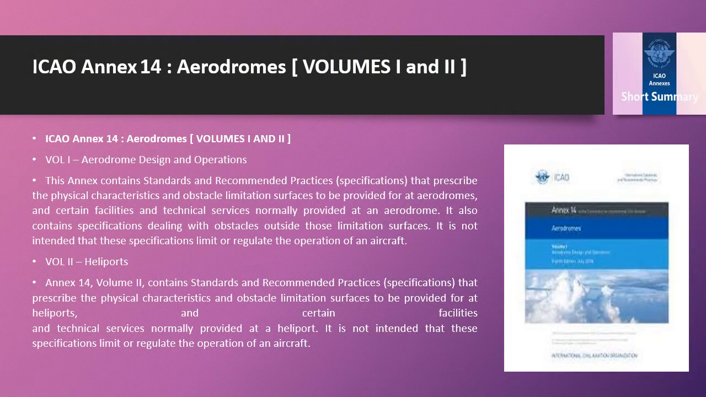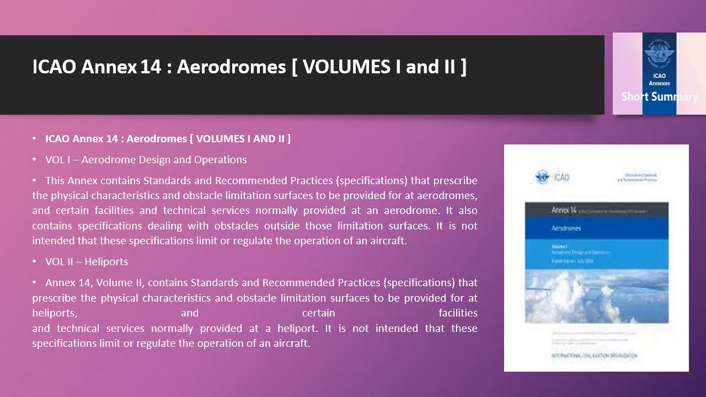ICAO Annex 14, Aerodromes, Volumes 1 and 2. Volume 1, Aerodrome Design and Operations. This annex contains standards and recommended practices, specifications, that prescribe the physical characteristics and obstacle limitation surfaces to be provided for at aerodromes, and certain facilities and technical services normally provided at an aerodrome. It also contains specifications dealing with obstacles outside those limitation surfaces. It is not intended that these specifications limit or regulate the operation of an aircraft.